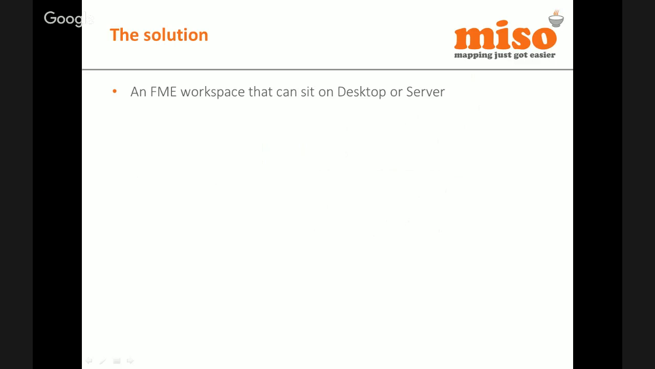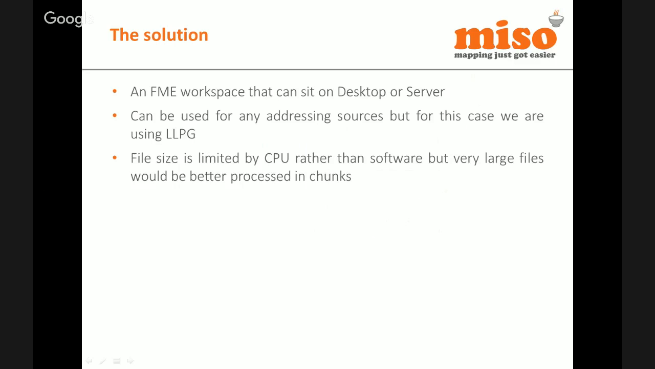You need an FME workspace that can either sit on desktop or sit on FME server, so you can run it whenever you want on your desktop or get your customers to use it as a bit of self-service. It can be used for any addressing sources, so you could use it for a gazetteer or address space or any other sources that you have. And the file size is limited more by the machine that runs it. So if you've got a big chunky server with lots of memory and lots of CPU power, then you could possibly get FME to process that all in one big chunk.